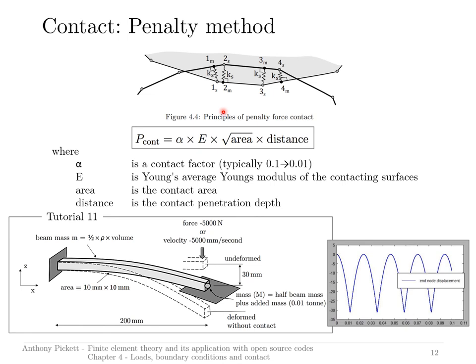So for example, this particular slave node represents a certain area on a face or a shell element. And that would be the area that would be computed and used here. And distance is the distance of penetration, so it would be this particular distance. This is a rather important point, that these algorithms only work when you actually have penetration taking place.